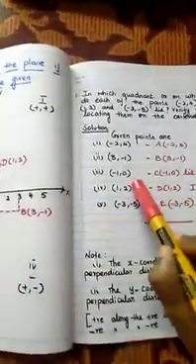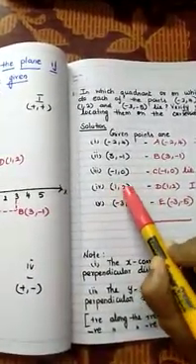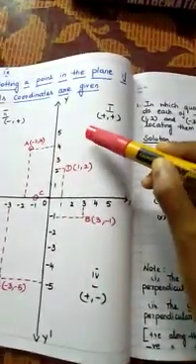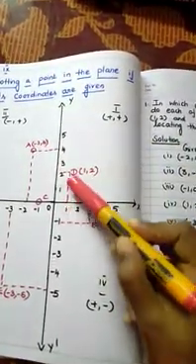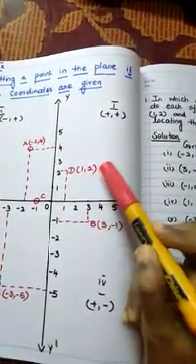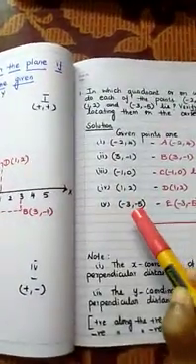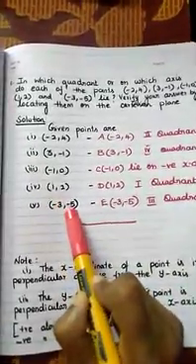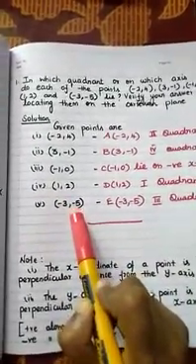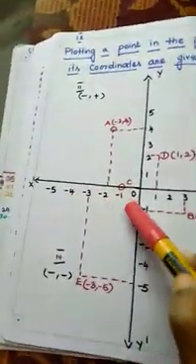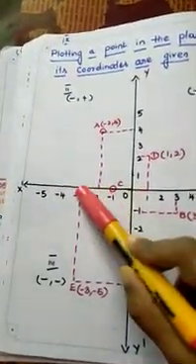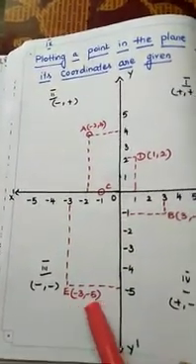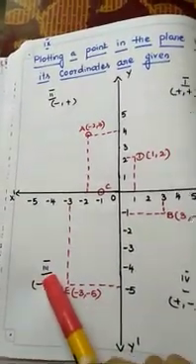The next point is (1, 2). Both x and y are positive only. So the point (1, 2) is in the first quadrant only. The x value is 1, the y value is 2, so D (1, 2) is in the first quadrant. The next one is (-3, -5). Both x and y are negative only. So the point is in the third quadrant. We have to move first from the origin 3 units to the left, then downwards 5 units. So (-3, -5) is in the third quadrant.